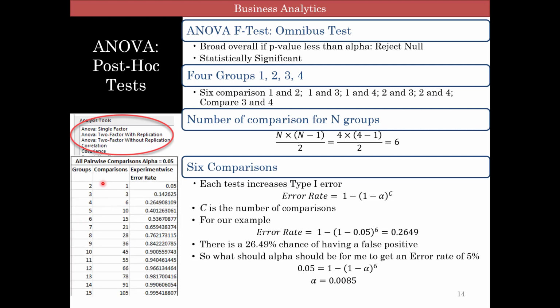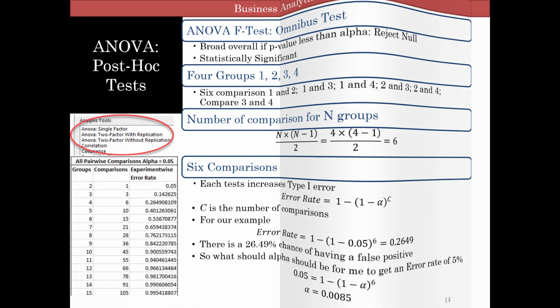Let's look at how big the comparisons grow. You have 2 groups, you have 1 comparison, error rate is 5%. 3 groups at alpha 5%, goes to 14%. 4 groups we already did, and you notice 6 groups, 53%. So you notice that the error rate increases quite dramatically. And if the error rate increases, we're just going to say there's significance even when there is no significance, just by random chance, right? So this is a problem.